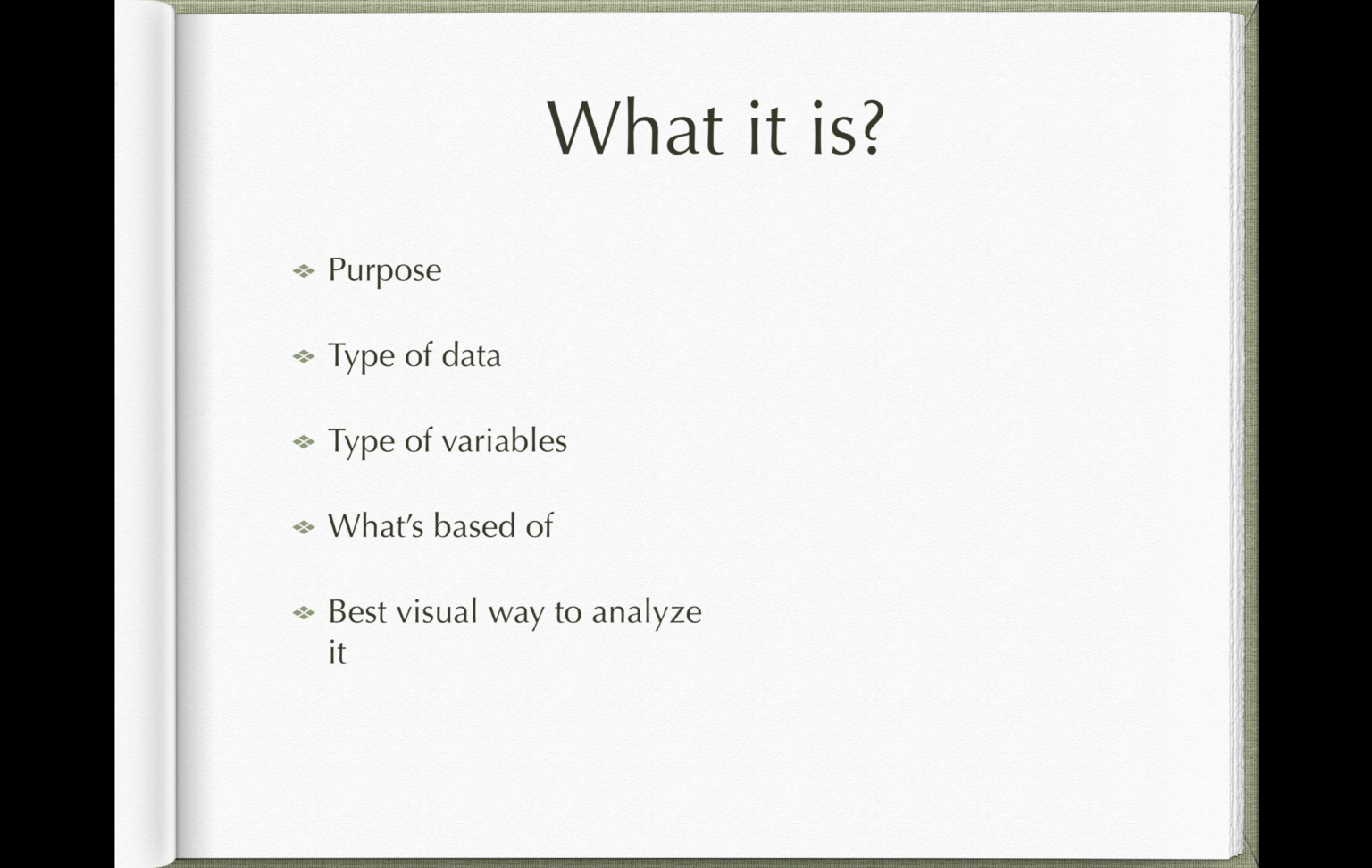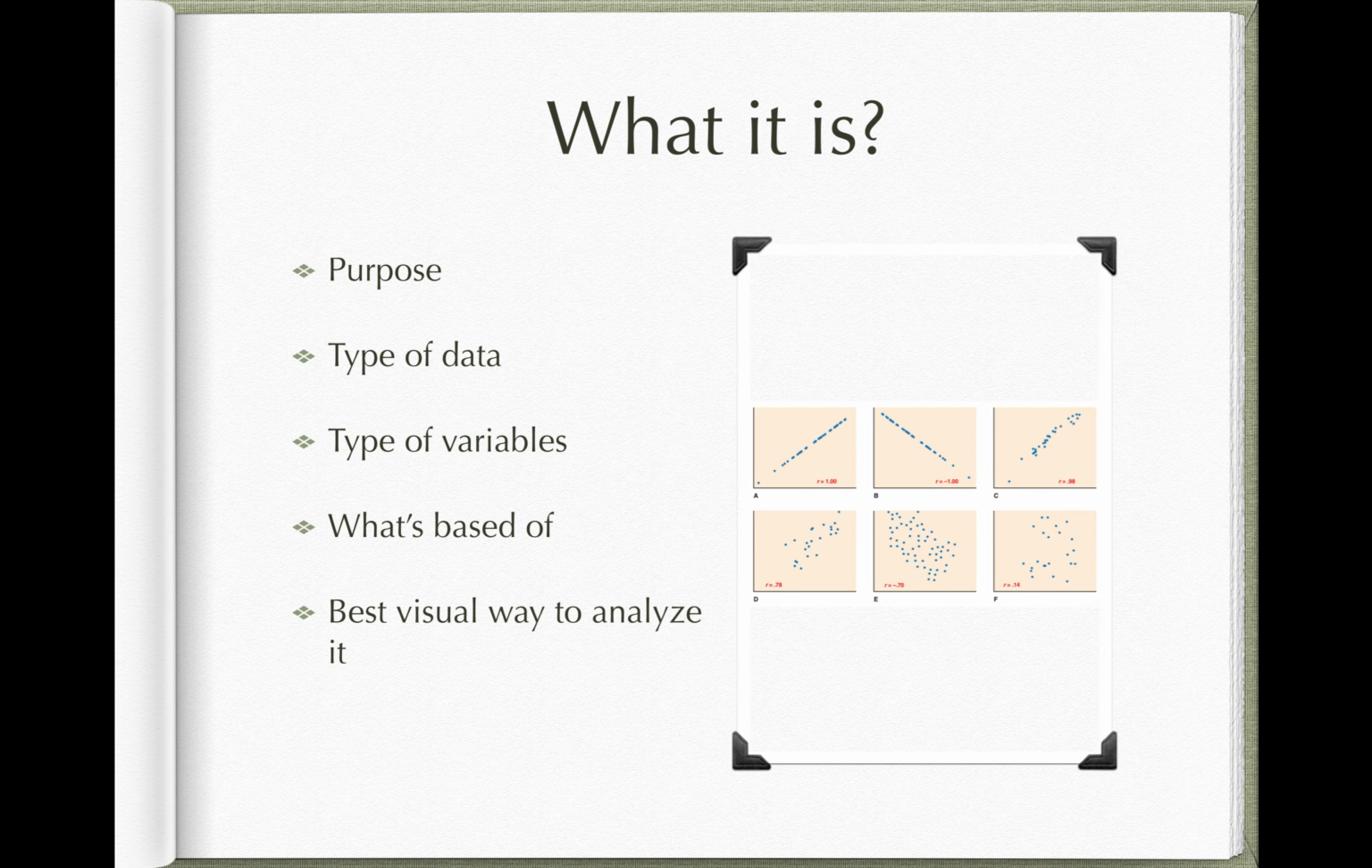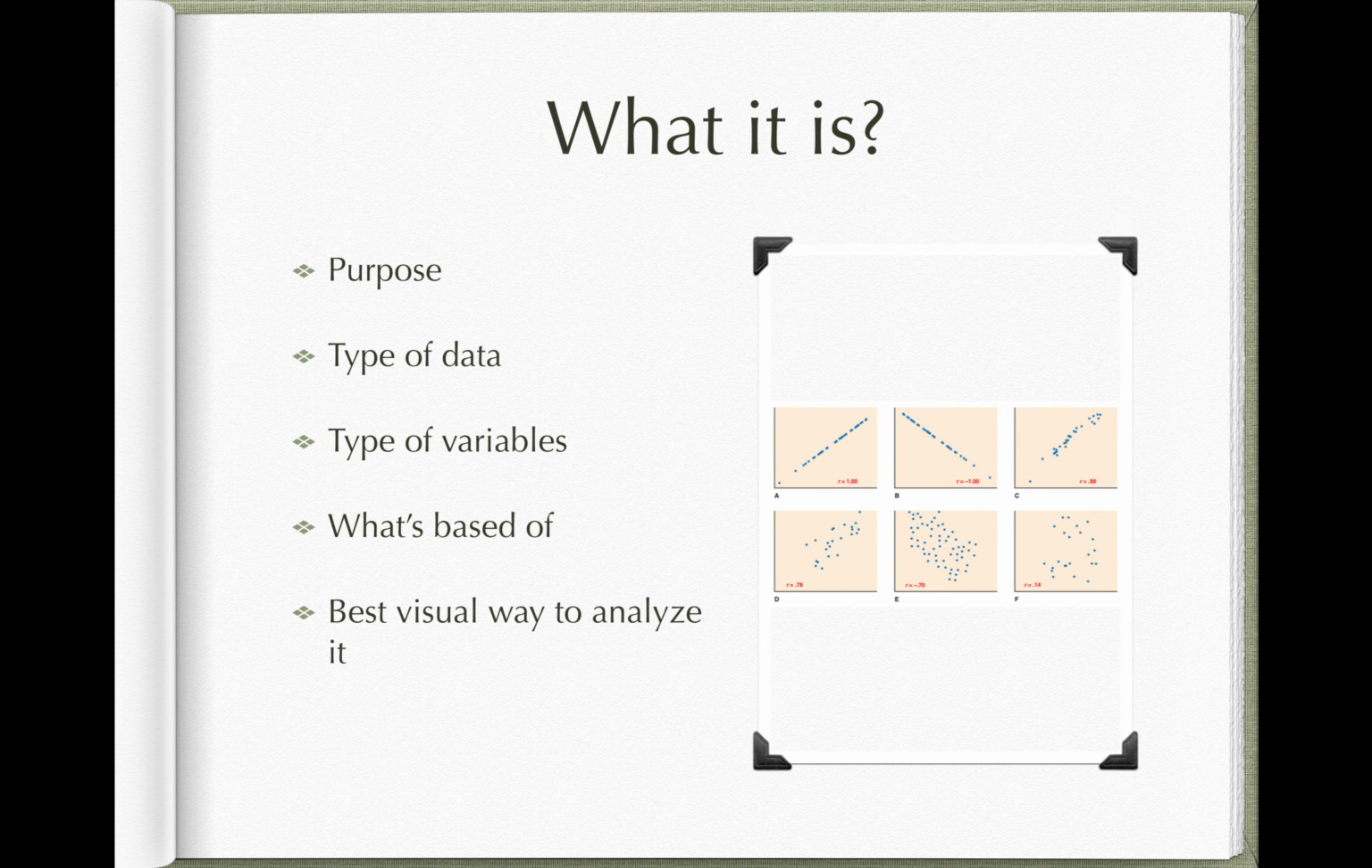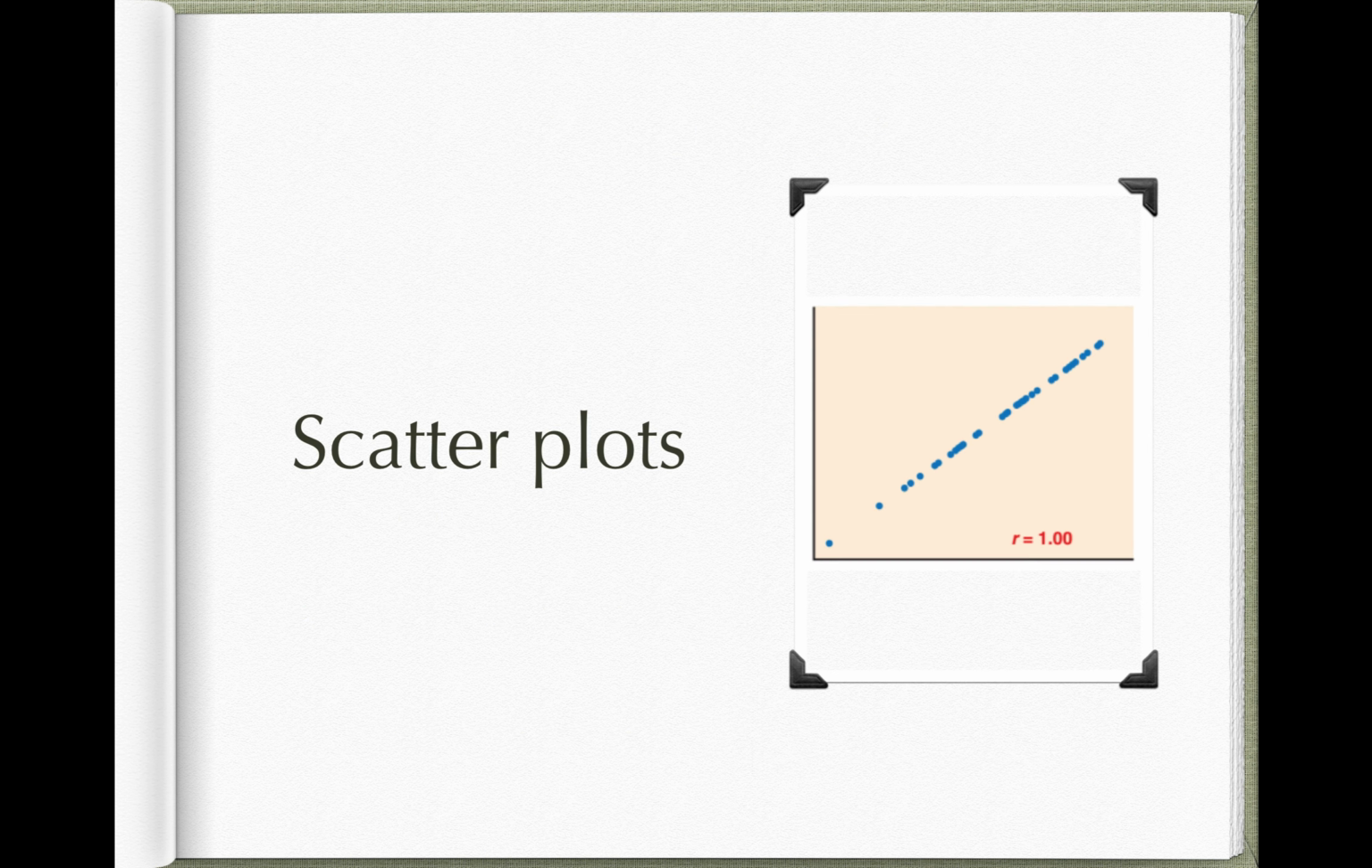The best visual way to analyze these relationships or associations is with the use of scatter plots, as you can see in the diagram on the slide. Correlation coefficients will describe the strength of the association between variables. We will talk a little bit more about scatter plots and correlation coefficients in the next slides. Let's start with scatter plots.